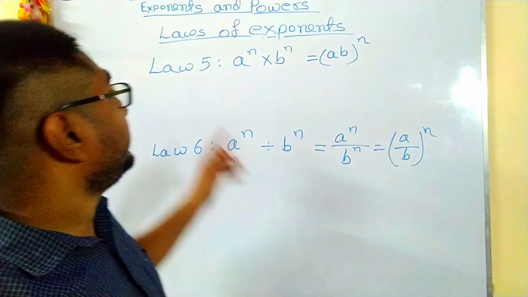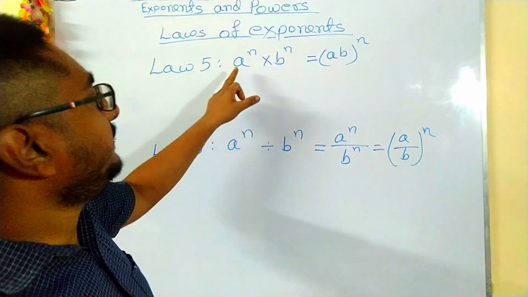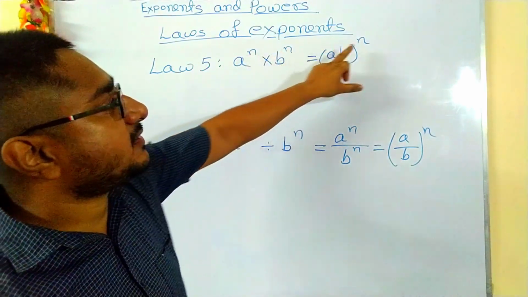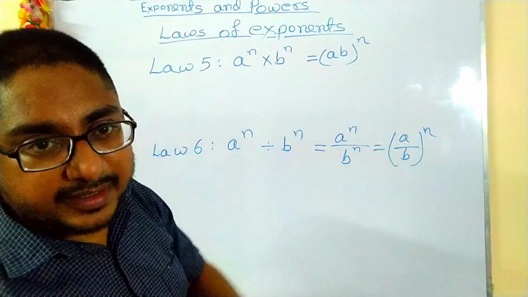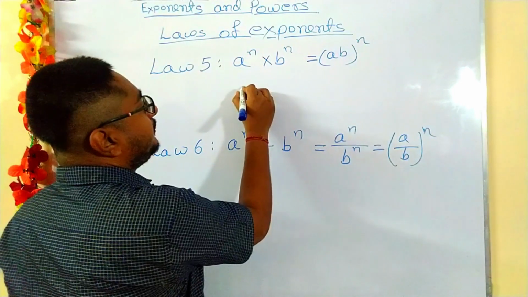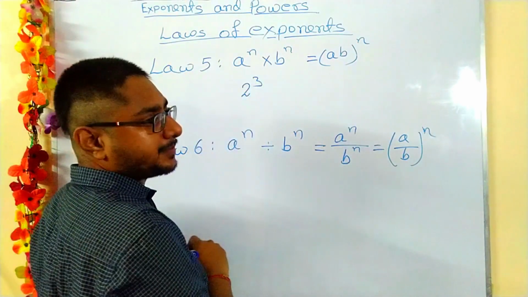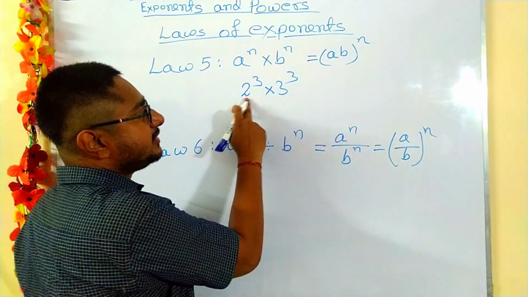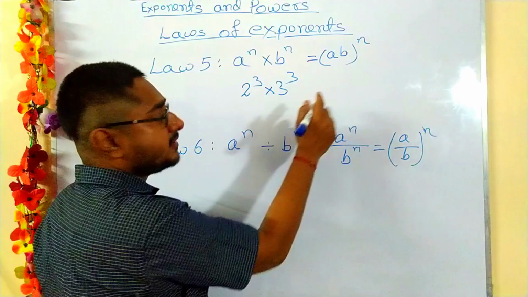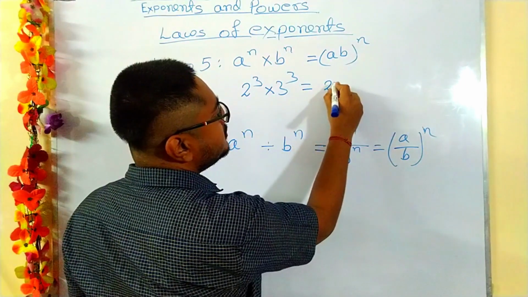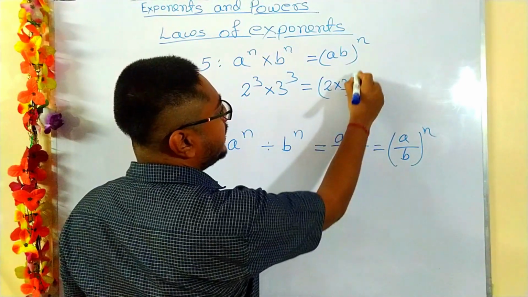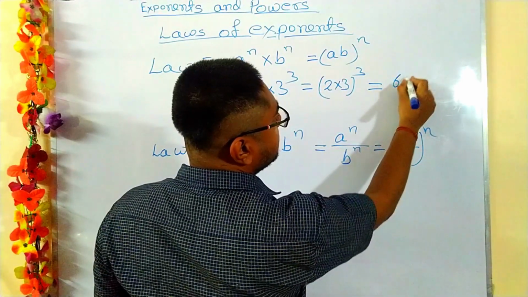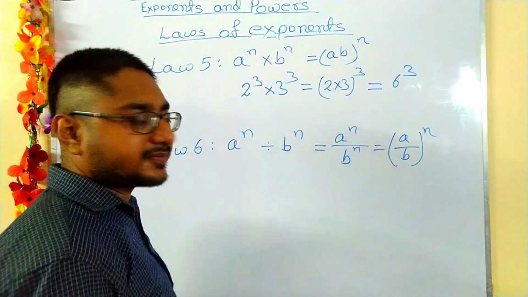Now law 5. If the bases are different but the powers are the same, the power gets common and the bases get multiplied. For example, 2 to the power 3 into 3 to the power 3. In this case you can see the bases are different but the powers are the same. What we can write? 2 into 3 whole to the power 3. The power gets common, or we can write 6 to the power 3.